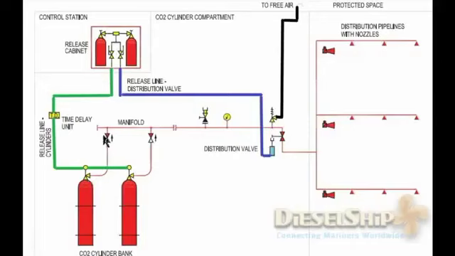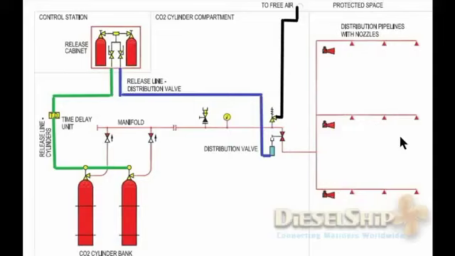Thus, the CO2 passes through the non-return valve, and remember that each cylinder outlet has a non-return valve. The CO2 released passes through the non-return valve, reaches the main manifold, and through the distribution valve it goes to the engine room, gets distributed to various nozzles on various platforms.